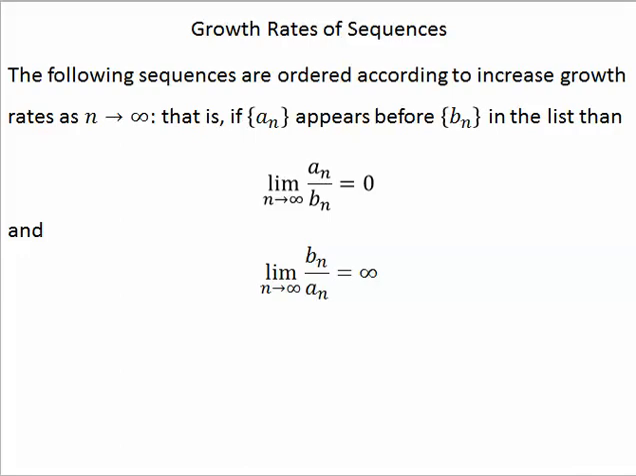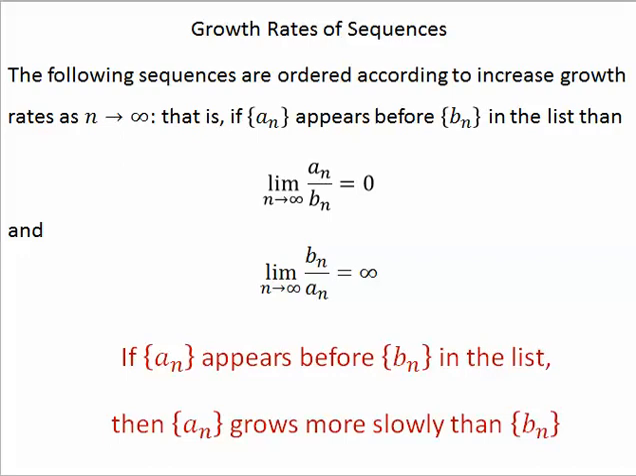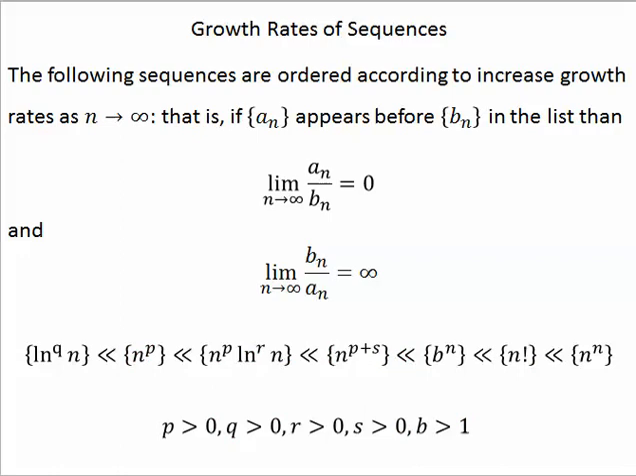So that's the technical definition. A more loosey-goosey idea is that if A appears before B in the list, then A grows more slowly than B. And so here's my list. I've got my logarithm functions first. My log functions grow the slowest. And then after that is a polynomial. Polynomials are the next. And then after that is some combination of polynomial and logs, like a product. And that's, if the powers are right.